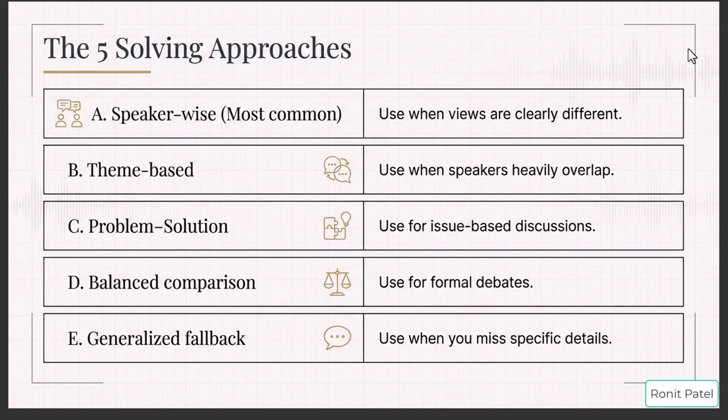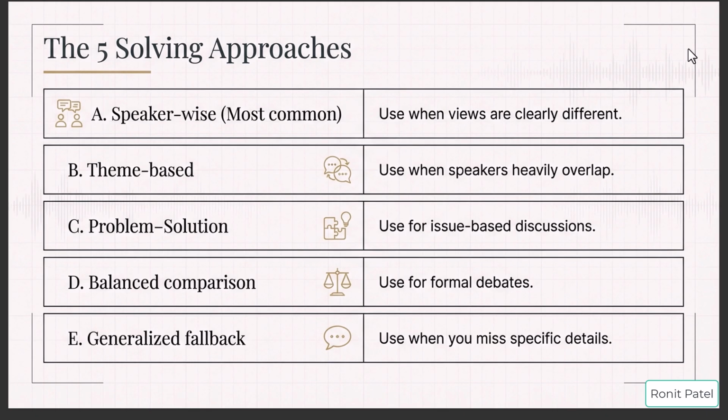Second is theme based. You can use it when speakers heavily overlap. Instead of speaker order, you can group by themes. Examples are advantages discussed, disadvantages discussed, causes and solutions provided in the audio, etc. Third is problem solution. Use for issue based discussions. You can use the structure problem identified and solution proposed. Works well for environment, workplace issues, and policy discussions.